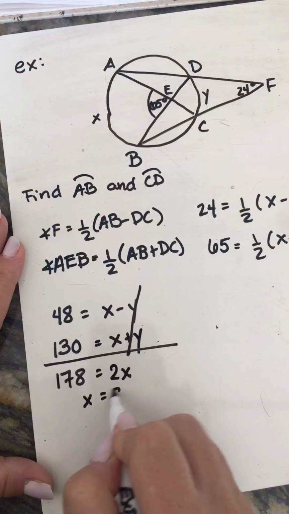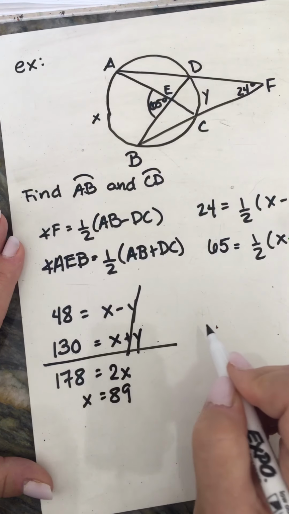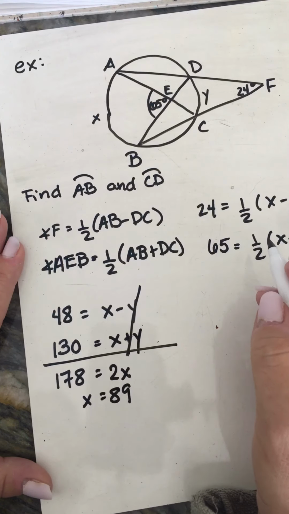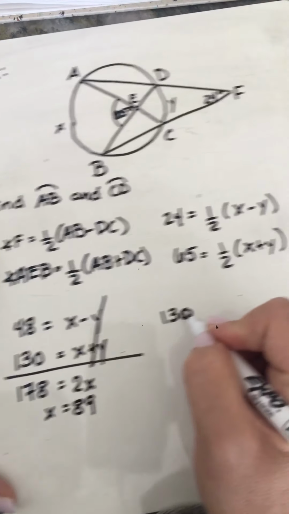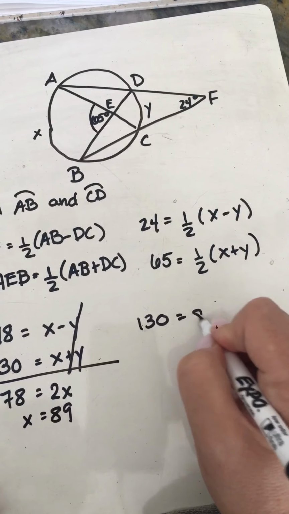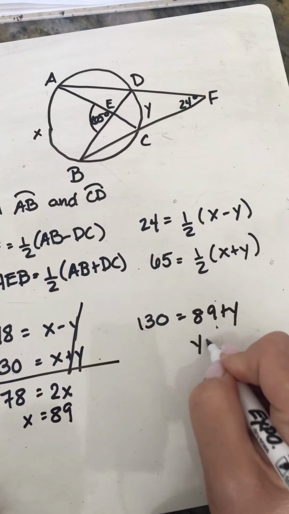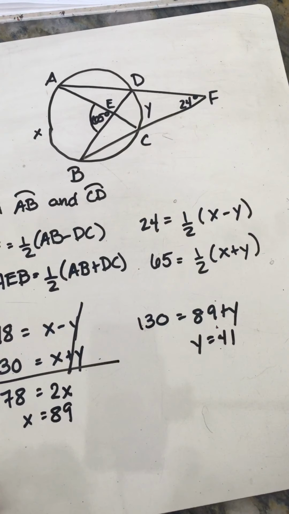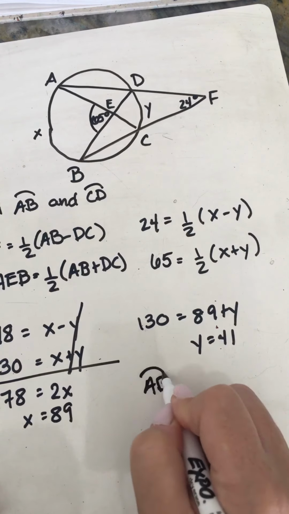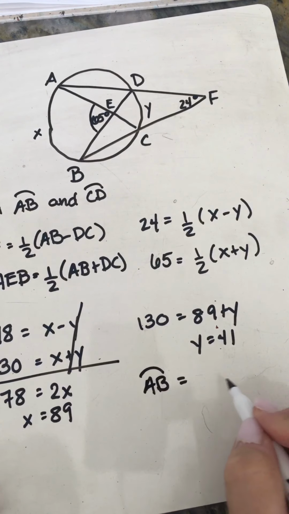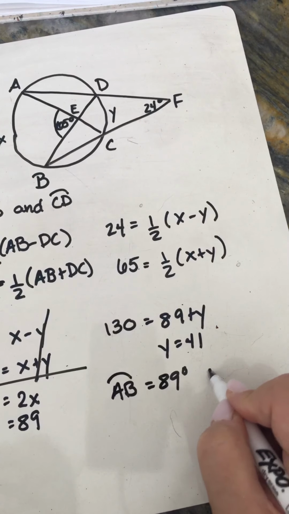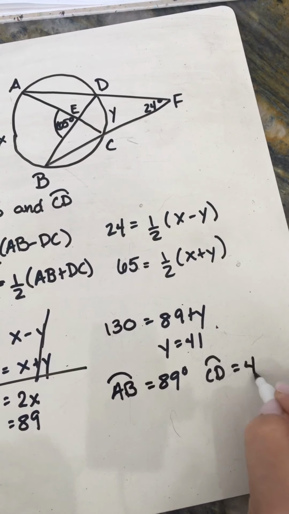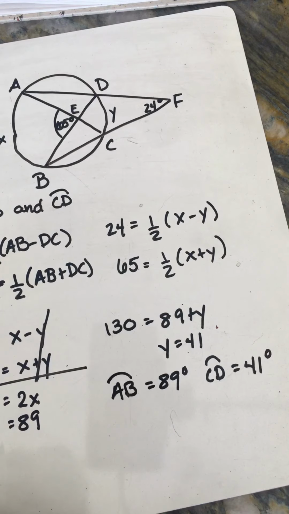So x equals 89. And then plug that back into your favorite equation. Let's do 130 equals 89 plus y, so y equals 41. So arc AB, we said was x, so arc AB is equal to 89 degrees, and arc DC or CD is equal to 41 degrees. Okay? All right.